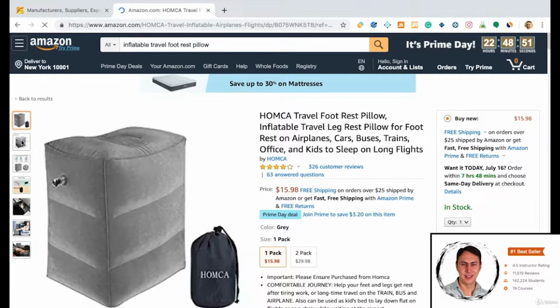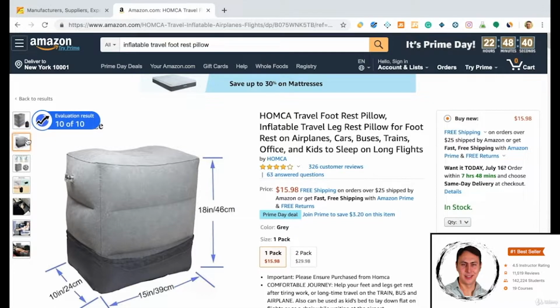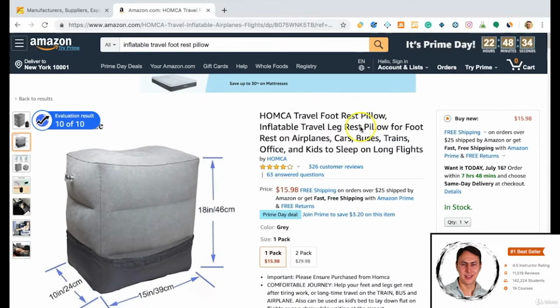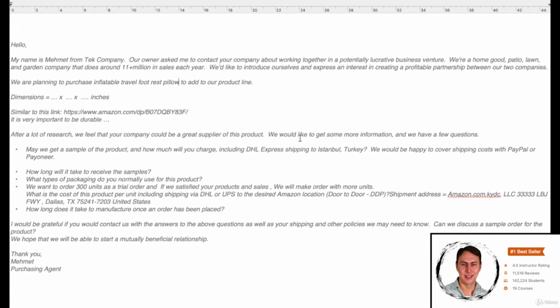It's 18/10/15 inches. You can write it down in cm, however, inches are generally used on Amazon. We'll write 18/15/10 in the dimensions section. In words, we are describing the product here. We are telling them 18/15/10 inches. And we are sending a link to the same product, similar to this link, in our template. We are copying the link from the Amazon page and pasting it into our template to prevent any misunderstanding.